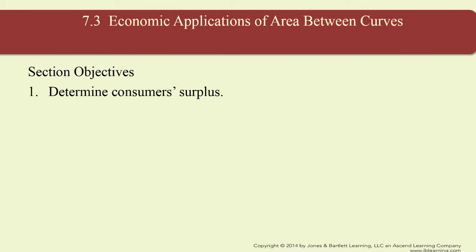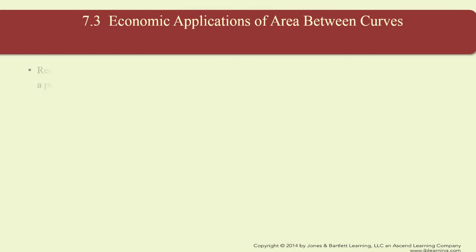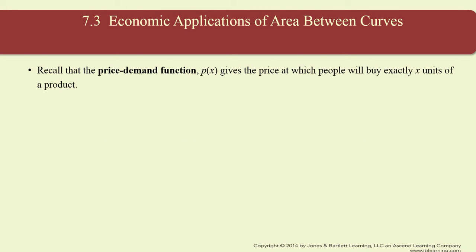The first one is we're going to determine something that's called a consumer surplus. The second one is producer surplus. And then the third and final objective is computing consumer and producer surplus at what is called equilibrium. So let's start off by just reviewing this beastie called the price demand function.